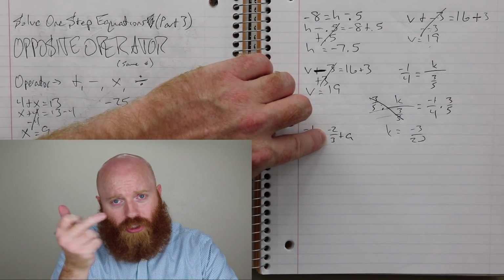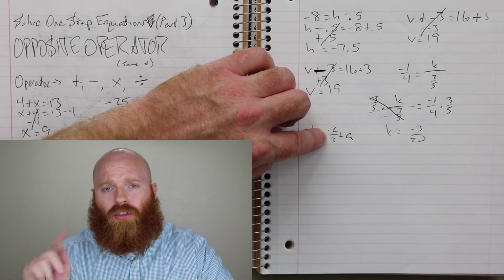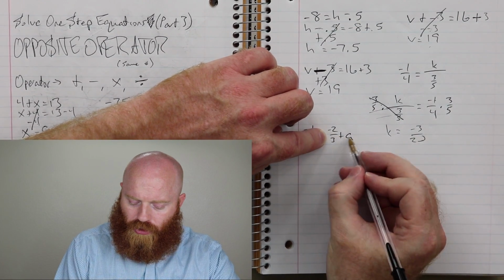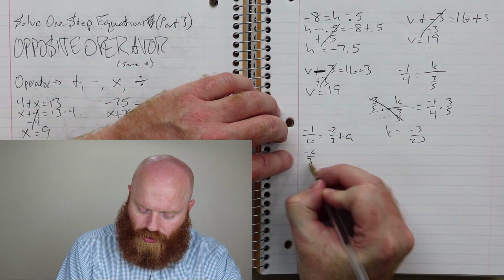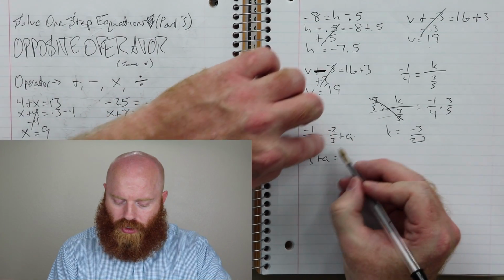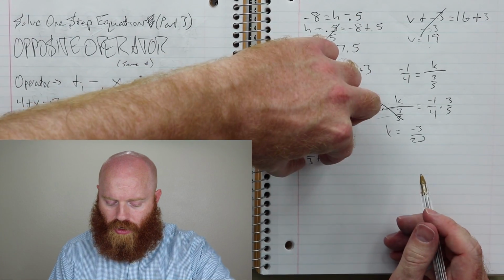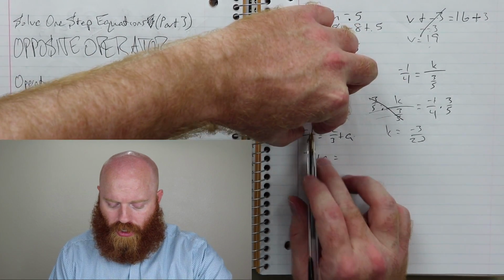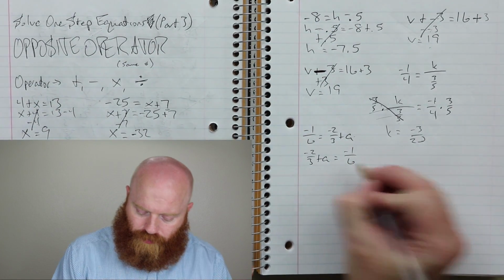Put it in the same order. Don't be switching nothing. Even if you can, don't do it. Okay, -2/3 plus a. I'm going to just put it in the same order. Just right there. And then this thing goes right there. So -1/6, that's what goes right here.